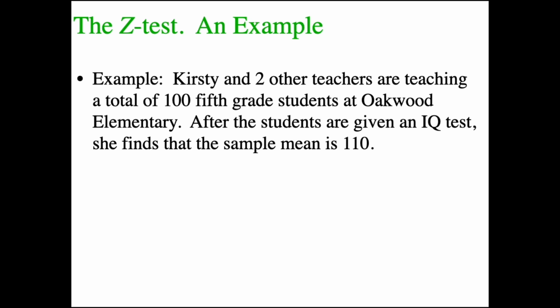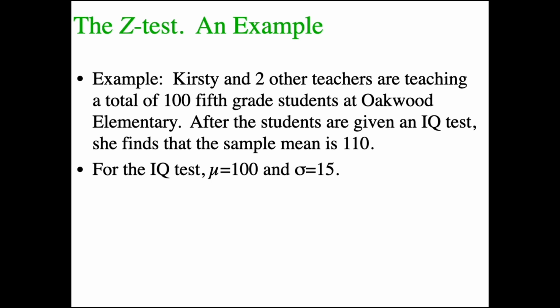So here's our example. Kirsty and 2 other teachers are teaching a total of 100 5th grade students at Oakwood Elementary, a primary school in the United States. After the students are given an IQ test, she finds that they have a mean of 110. So these 100 5th grade students at Oakwood have a sample mean of 110. Now, as I mentioned before, IQ tests are usually set up to have a mean of about 100 and a standard deviation of 15. So here are our known values. The population mean is 100 and the standard deviation is 15.